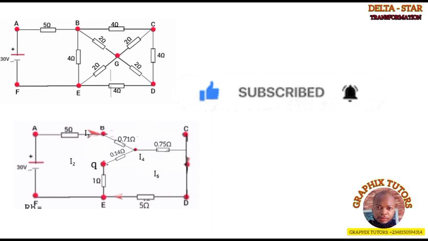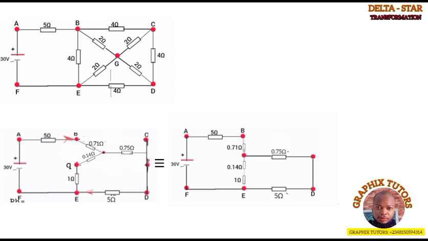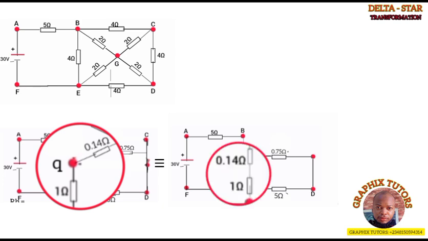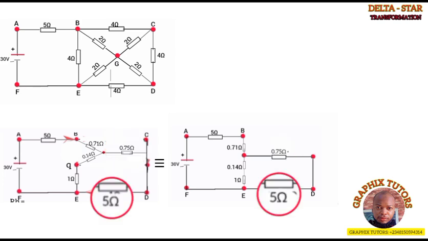So now what do you notice? If I redraw this again, it is bent. I don't want it to be bent. If I redraw that again, I have this. Look at what we have here. So I straighten the wire. The 0.71 ohm resistor, I made it straight, but I still have a node there. The next one we have 0.14 resistor and 1, I made them straight. Then we have 0.75 also straight. Then we have the 5 ohm resistor here. So this is what we have.